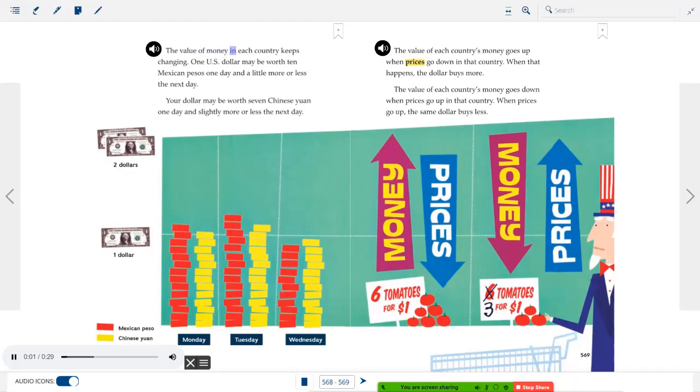The value of money in each country keeps changing. $1 US may be worth 10 Mexican pesos one day and a little more or less the next day. Your dollar may be worth 7 Chinese yuan one day and slightly more or less the next day.